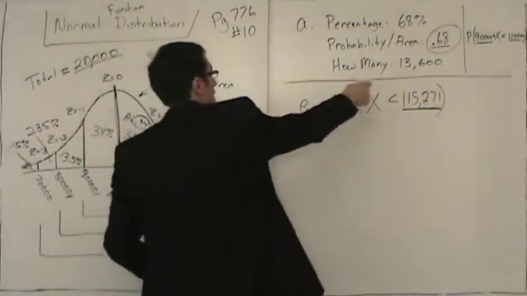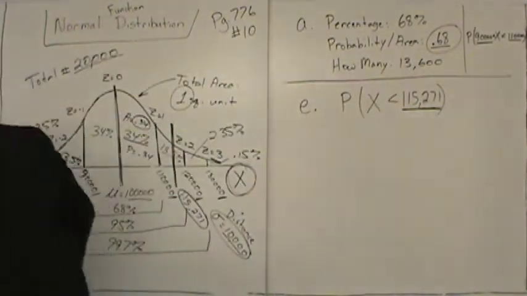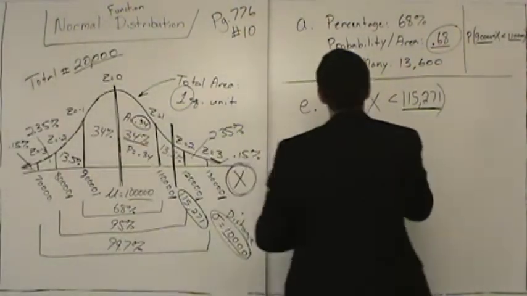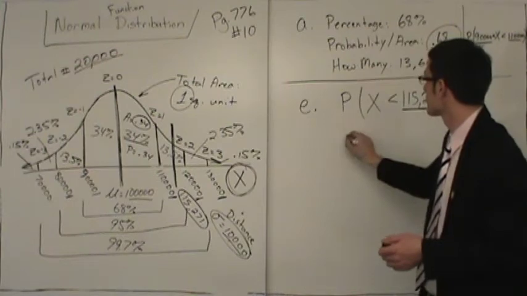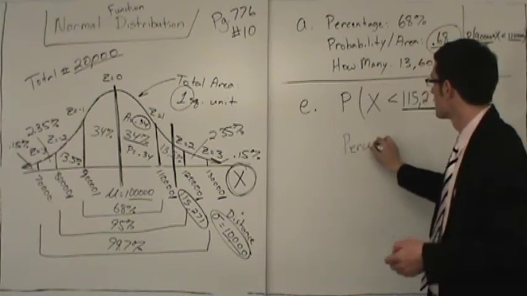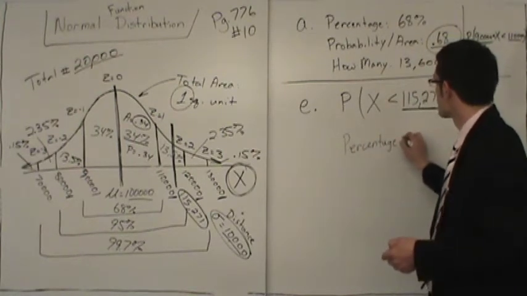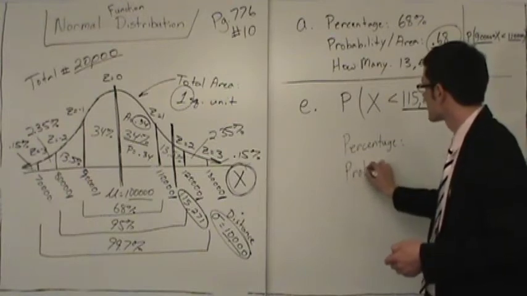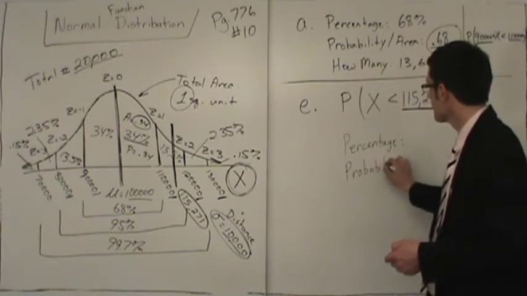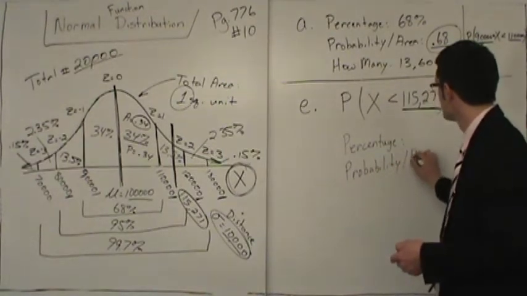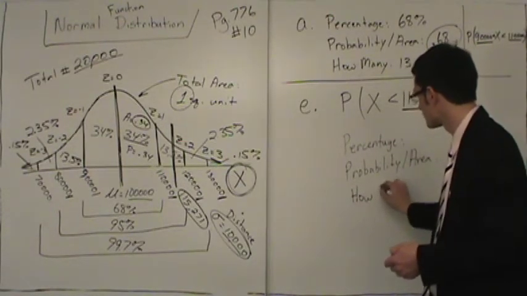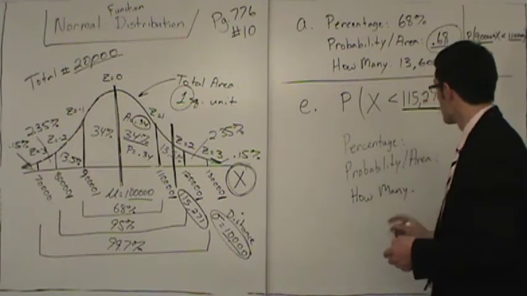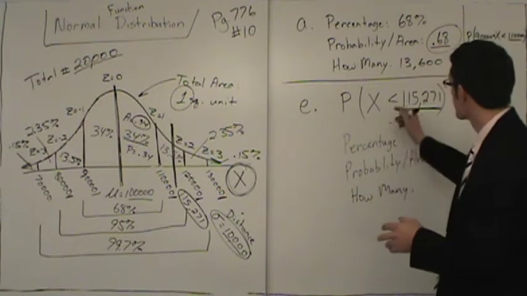Let's look at what this problem is asking for. The problem says we want to find the probability. Again, we're finding all three: percentage, probability. What is probability? Probability is area. And how many? So we're going to find percentage probability, how many, for this region.